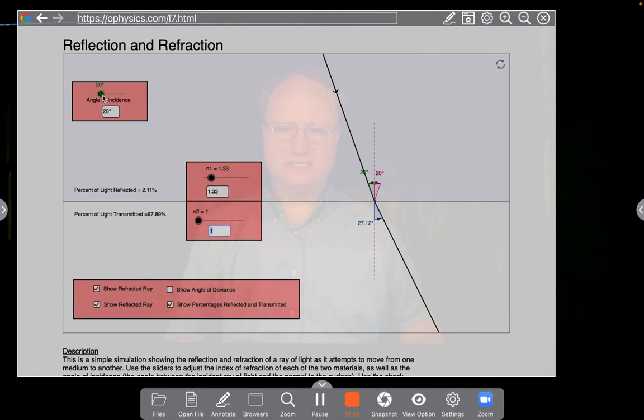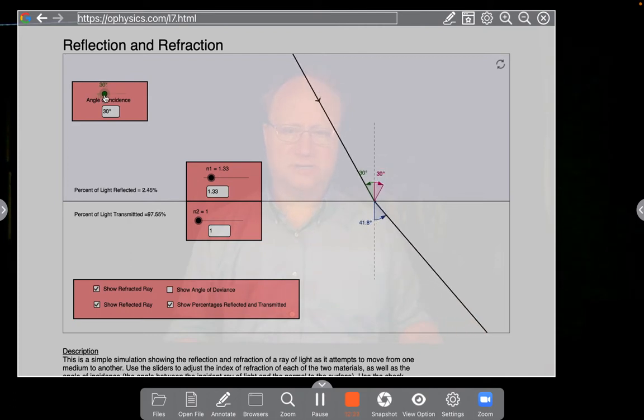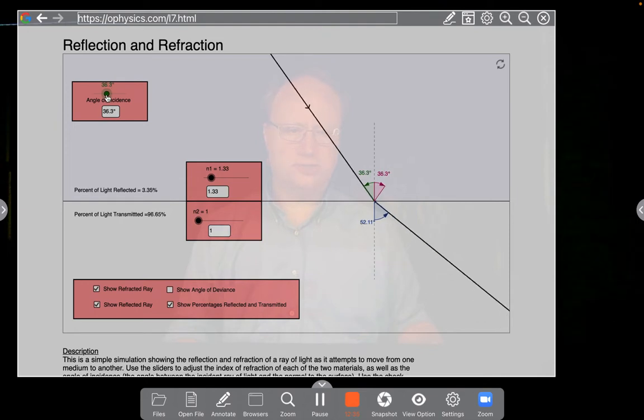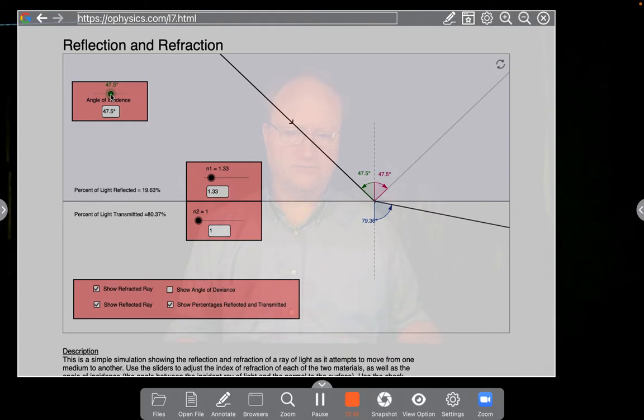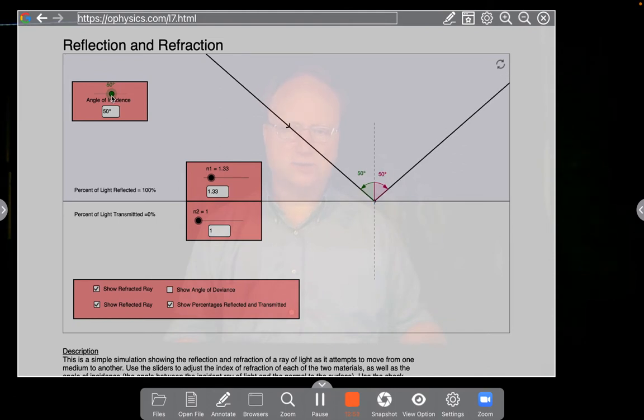Now, as I increase my angle of incidence, watch what happens to the angle of refraction. It gets larger, it keeps going away, out further and further. And we get a partial reflection up here. That's the 10%. But we're at 47.5 degrees for angle of incidence. As I go larger and larger, eventually, right around there, we reach the critical angle for water.